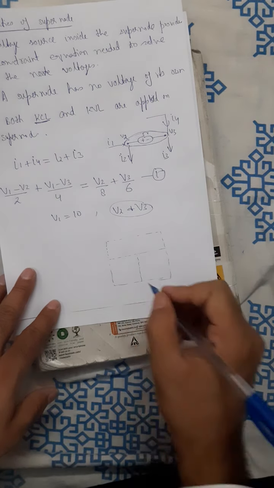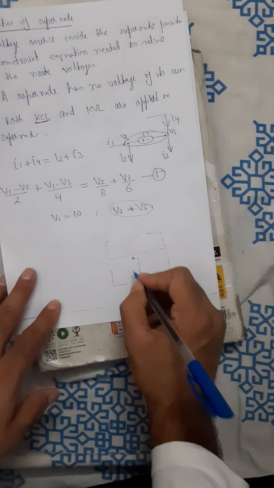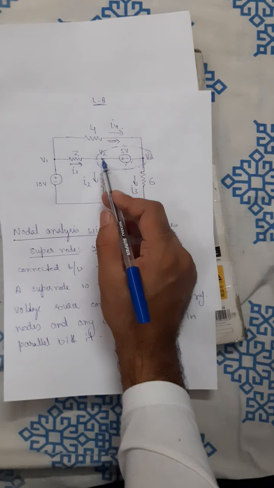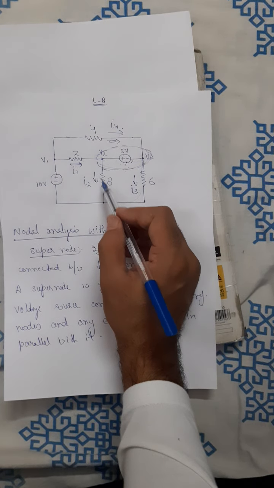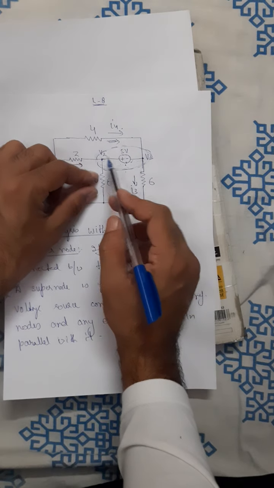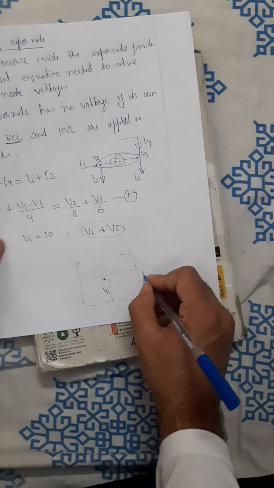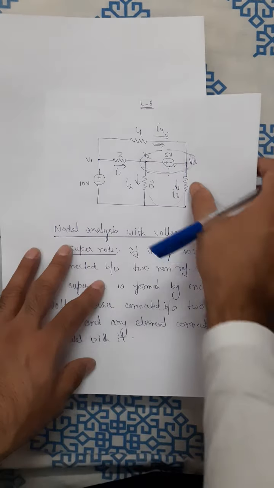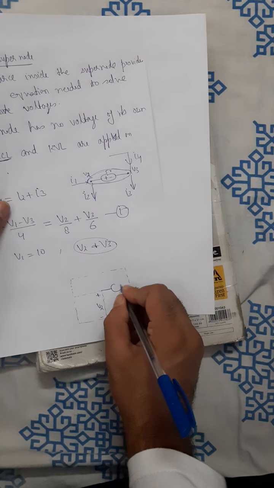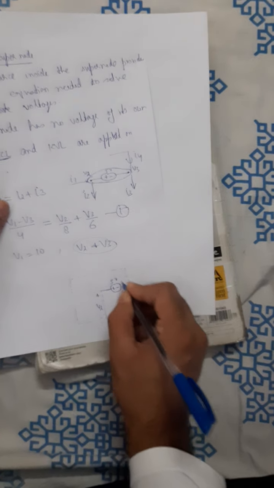The circuit was like this. Here the voltage was plus minus V2. If you look here, this node, this branch is connected between the non-reference and reference node. So the voltage of this branch V2 will be the voltage of the non-reference node. So this will be V2, this will be plus minus V3, and we have a source here, plus minus 5 volt.